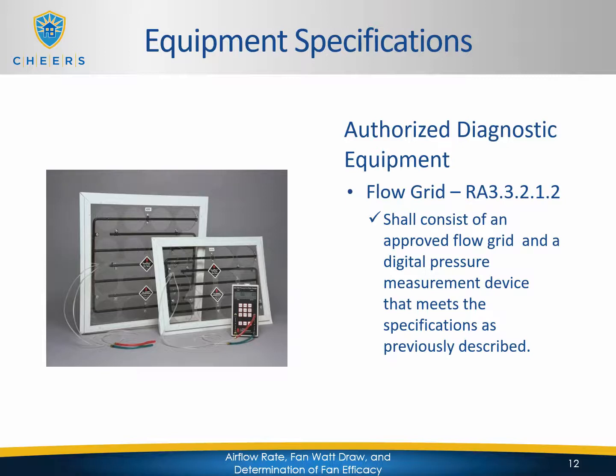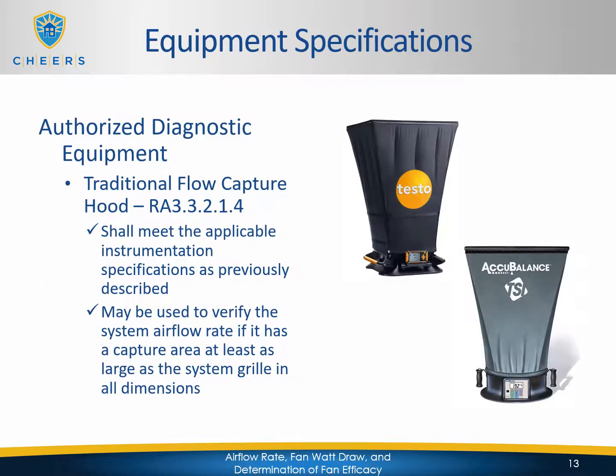The airflow grid shall consist of an approved flow grid and a digital pressure measurement device that meets the specifications as previously described. So in this particular case, you're looking at the Minneapolis or Energy Conservatory flow grids. The flow grids are very specific in the type of equipment that they are. The manometer that you see in the picture is the same manometer that's also used with the duct blaster. So the duct blaster manometer is used with a variety of different equipment.